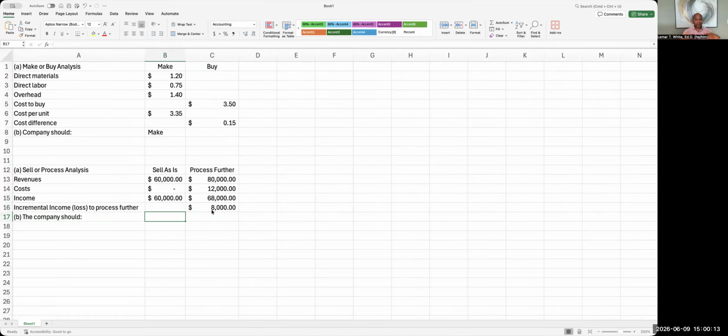If we look at it, if they process it further, they'll make $68,000. If they sell as is, they'll make $60,000. So what should they do? They should process further because they would make more money by processing further. And that's how you do question two.